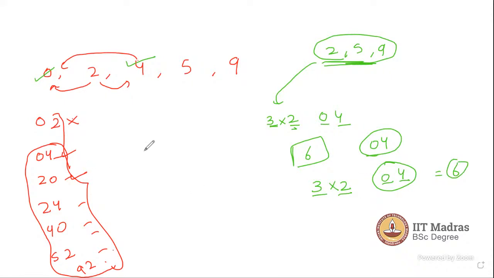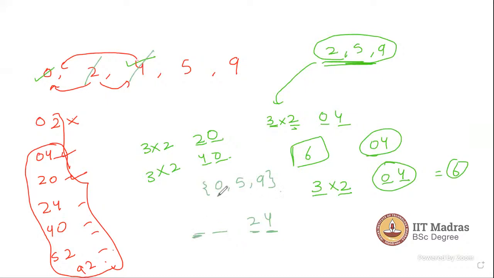Similarly, if my number ends with 2, 0, again I have 6 ways, right? And if it ends with 4, 0, again I have 6 ways, right? Let's just move to another case. Suppose now my number ends with 2, 4. Then 2 has been consumed, 4 has been consumed. I am left with 0, 5, and 9 only, right?